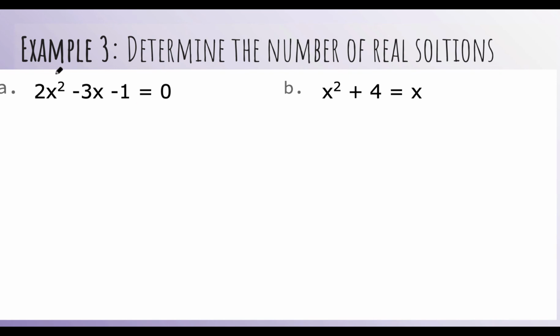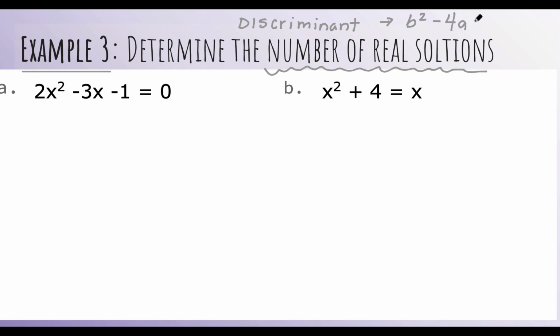Okay, we're taking a look at example 3, which matches up with example 3 in your textbook. And the directions are to determine the number of real solutions. So here we're not solving our quadratic, we're not using the quadratic formula in its entirety to find our x-intercepts. We just want to know how many real solutions there are. And when you're looking for the number of real solutions, all we need to look at is our discriminant. And remember, our discriminant is the portion that is underneath the radical, which is b squared minus 4ac.